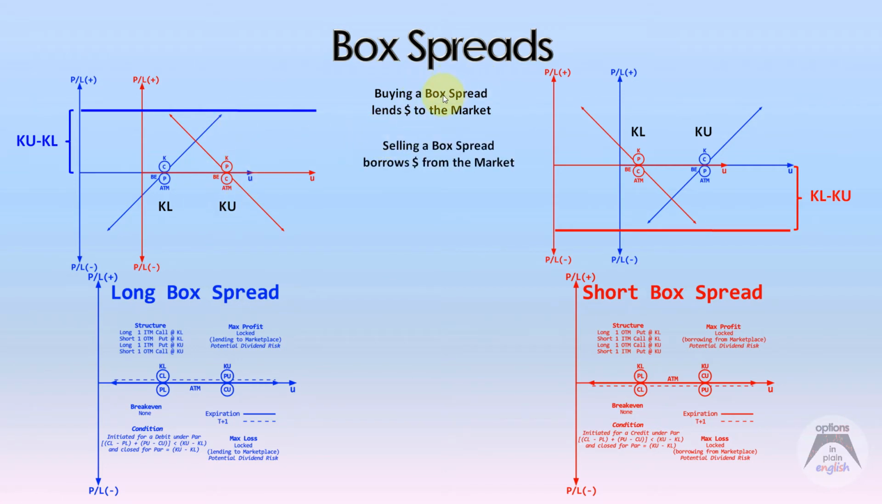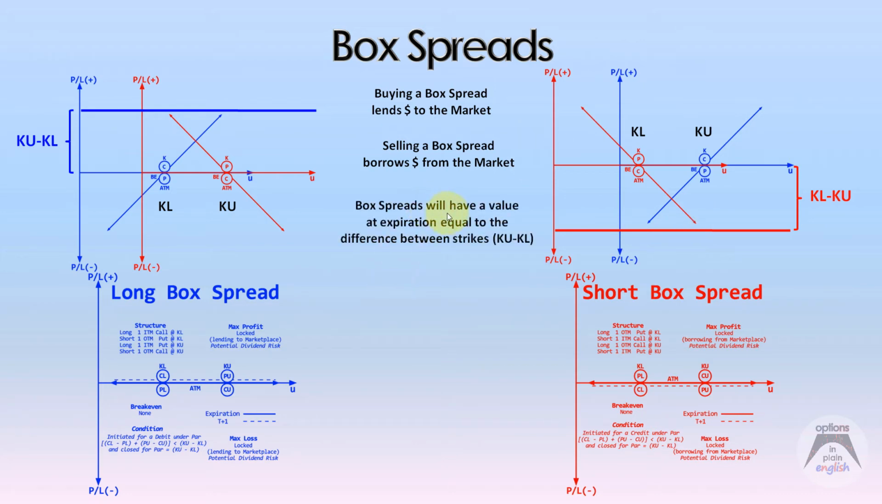So buying a box means lending money to the market. Selling a box borrows money from the market, which is the opposite. You go to the market, get the money, use it, put it to work, whatever. At expiration, you need to bring it back, and for the most part you're going to be paying some interest for it, based on the interest rates in the market.